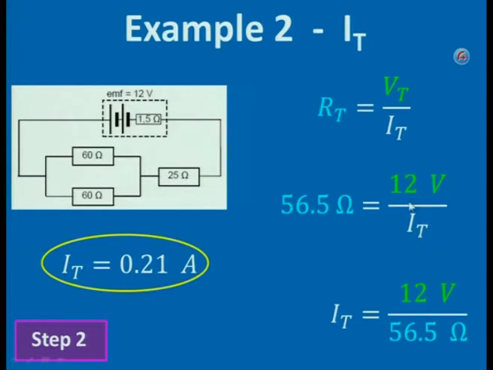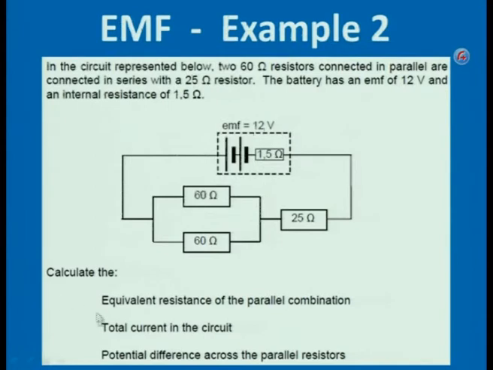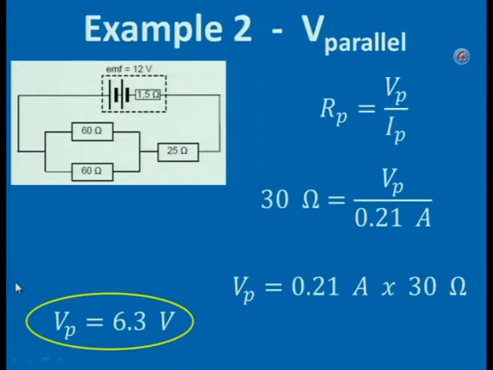And then you can calculate I, which is 12 over 56.5 ohms, which gives you the total current flowing through the circuit as 0.21 amperes. Let's look at the last part of the question. Potential difference across the parallel resistors.